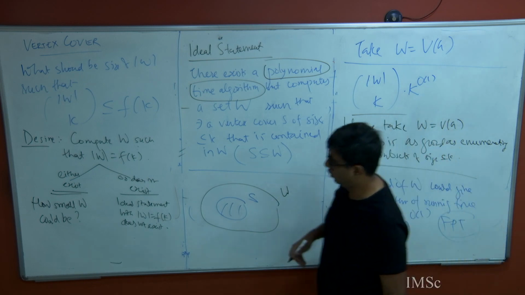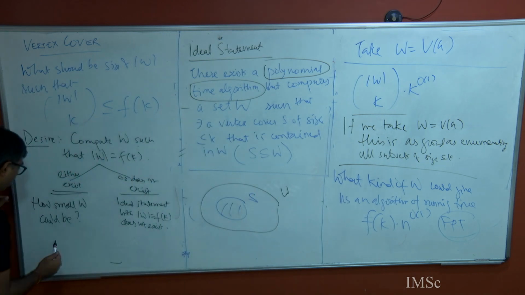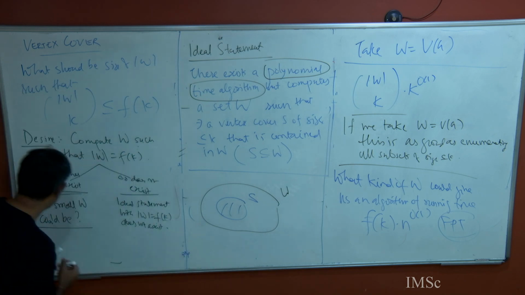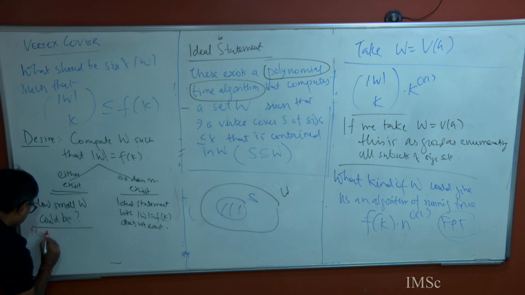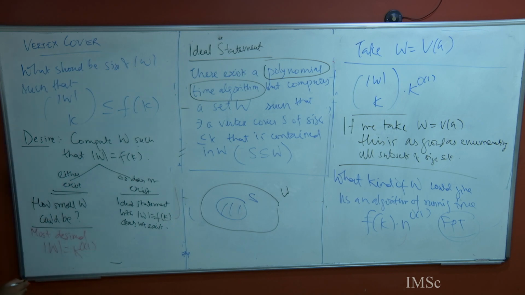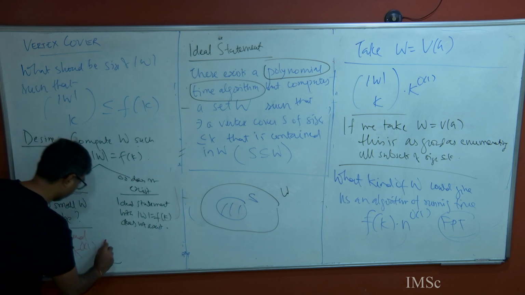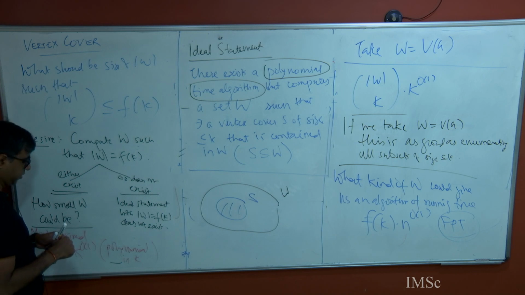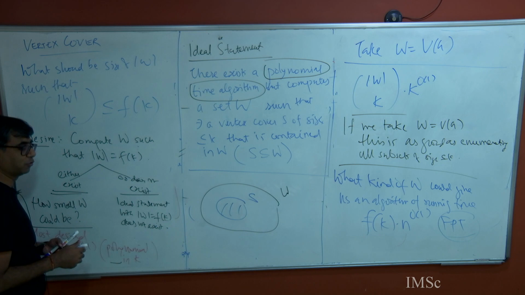Okay. So, how small W could be? Ideally, the most ideal which we love, the most desired, is when W is of size poly in k. That is something which we like, okay. I know a lot of people will be relating it with something, but think for a moment, it is not what you think.